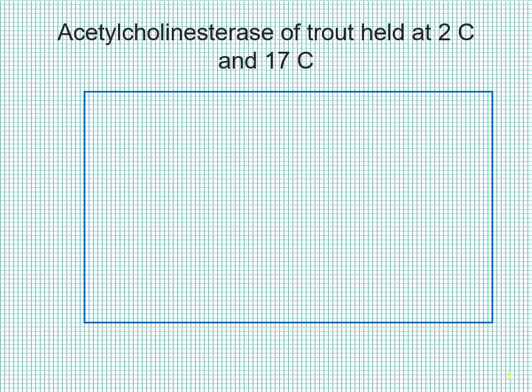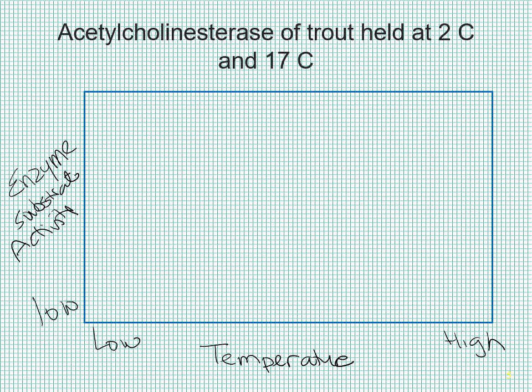So how is this going to look? We have temperature as the independent variable. And we have how well the acetylcholinesterase works, so your enzyme-substrate activity, how well the enzyme will actually bond with the acetylcholine. And we're going from low to high temperatures here, and low to high activity there.